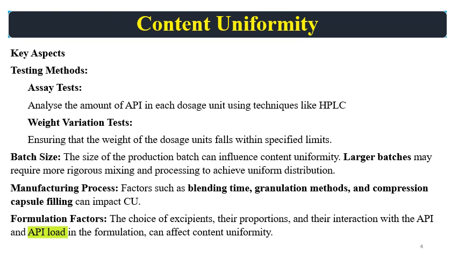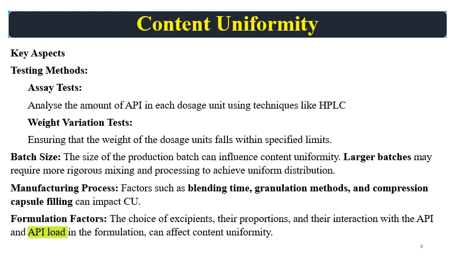There are mainly two methods for content uniformity testing, as we know: the weight variation test and the CU test by UV or HPLC. Testing methods for assay are used to determine the content uniformity. Analyze the amount of API in each dosage unit using techniques like HPLC or weight variation. Weight variation is done for dosage forms that contain a higher amount of API.